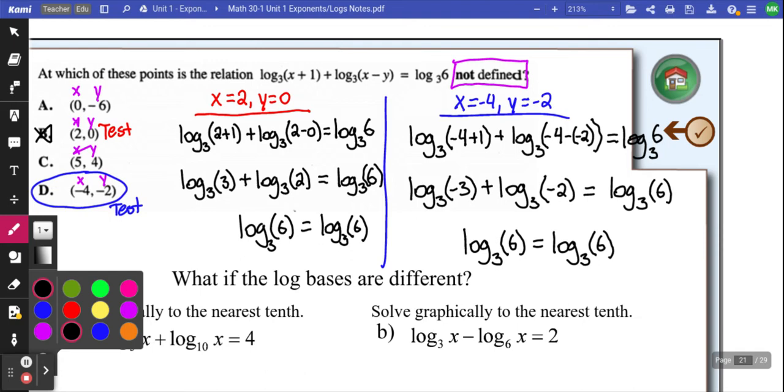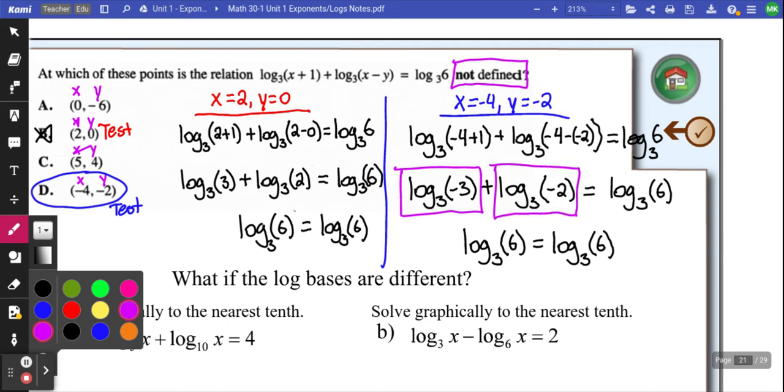So the solution worked. Algebraically, that is clean. I've done nothing wrong. It works. The problem is right here and here.